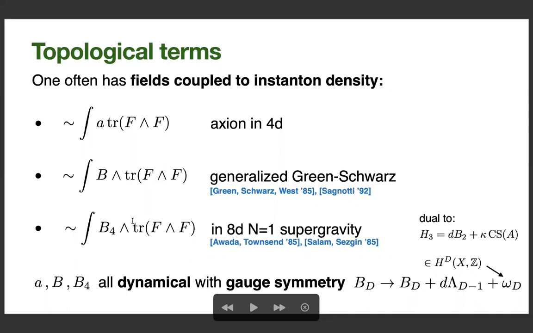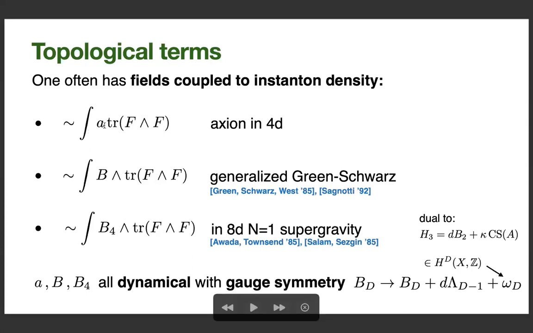And this coupling does indeed arise in N=1 supergravity in 8 dimensions. And it arises in a universal way, which we'll discuss later on. Now, what is important here is that these dynamical fields that this instanton density couples to come with their own sort of gauge dynamics, right?